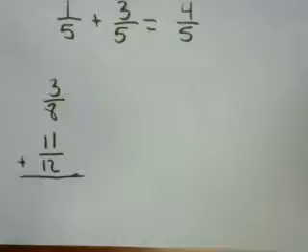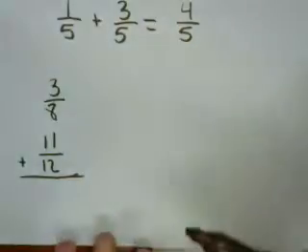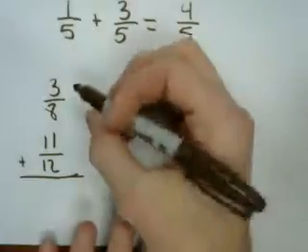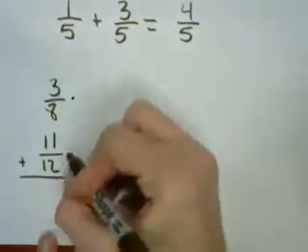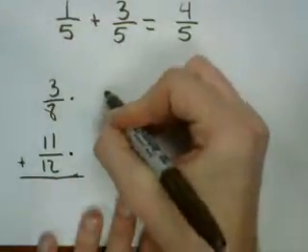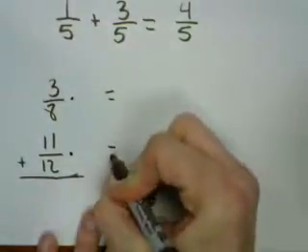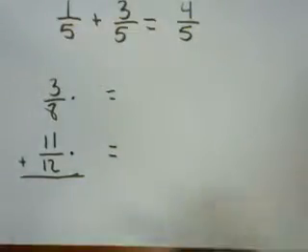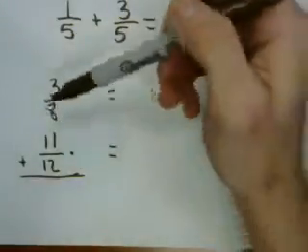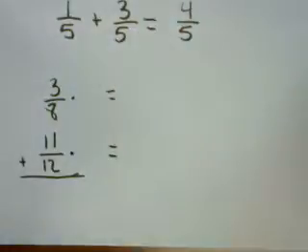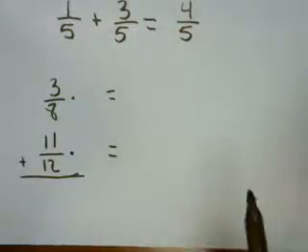3/8 plus 11/12. Well, I see that 8 is not 12. We do not have a common denominator. So here, the way we accomplish or tackle this problem is we need to make a common denominator. So if I multiply by a number, top and bottom, I can actually manipulate this to a common denominator. So the first thing I have to ask myself is, what is a common multiple of 8 and 12? Well, what's the least common multiple of 8 and 12?